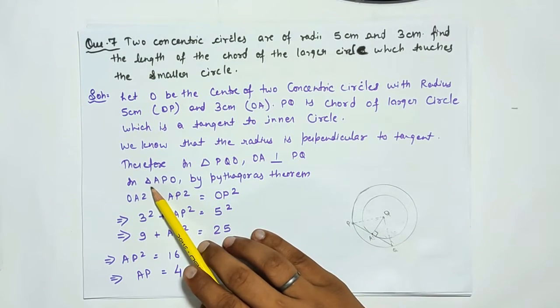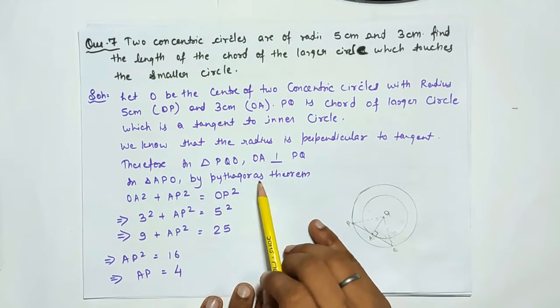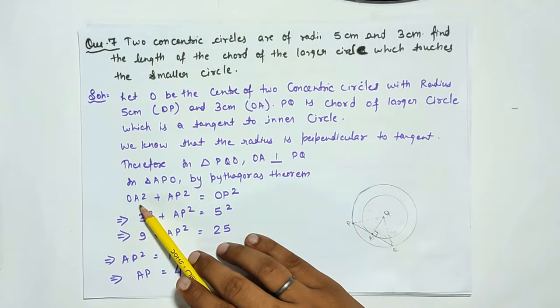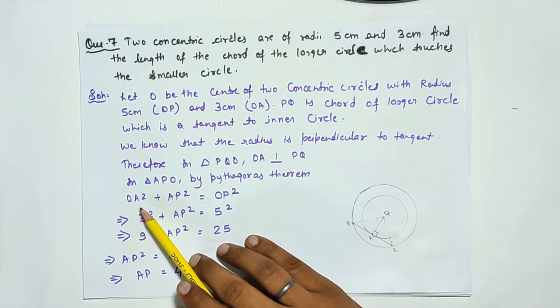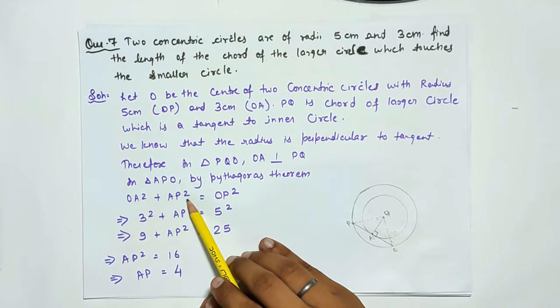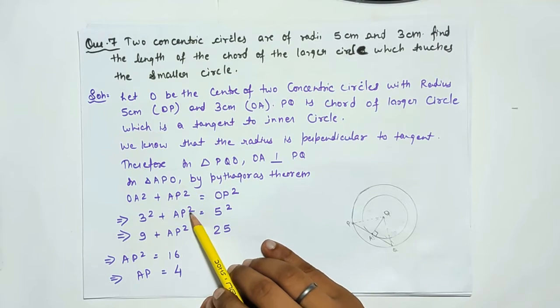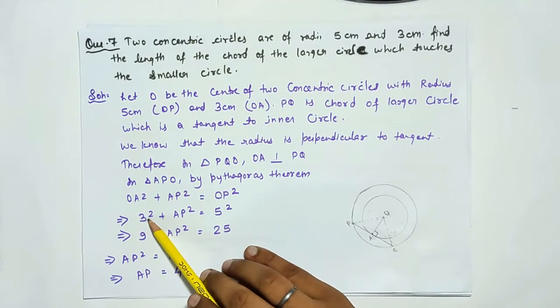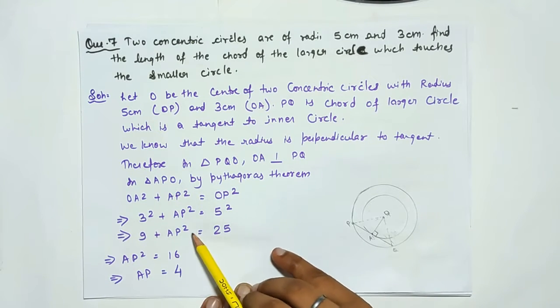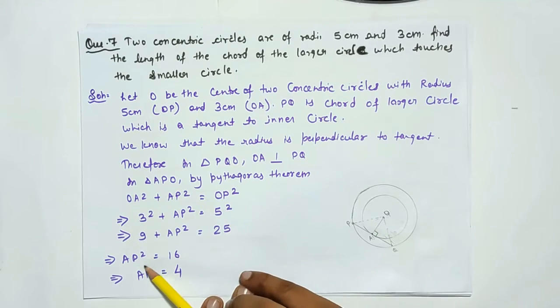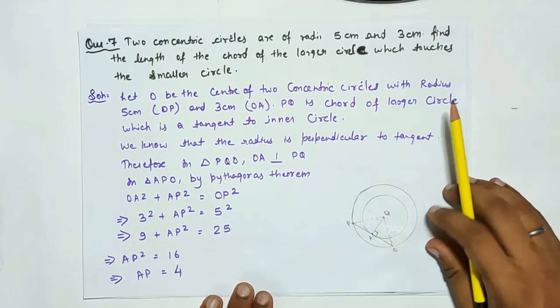In triangle APO by Pythagoras theorem, that is the same. A square plus B square is equal to C square, that is OA square plus AP square is equal to OP square, that is 3 square plus AP square is equal to 5 square. 3 square is 9 plus AP square is equal to 5 square is 25. AP square is equal to 16 and AP is equal to 4.